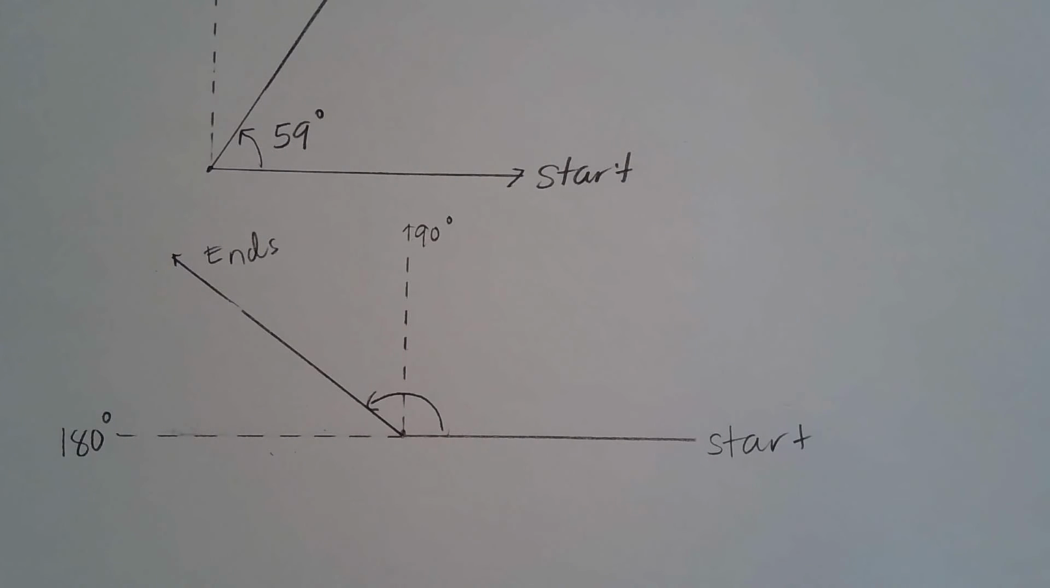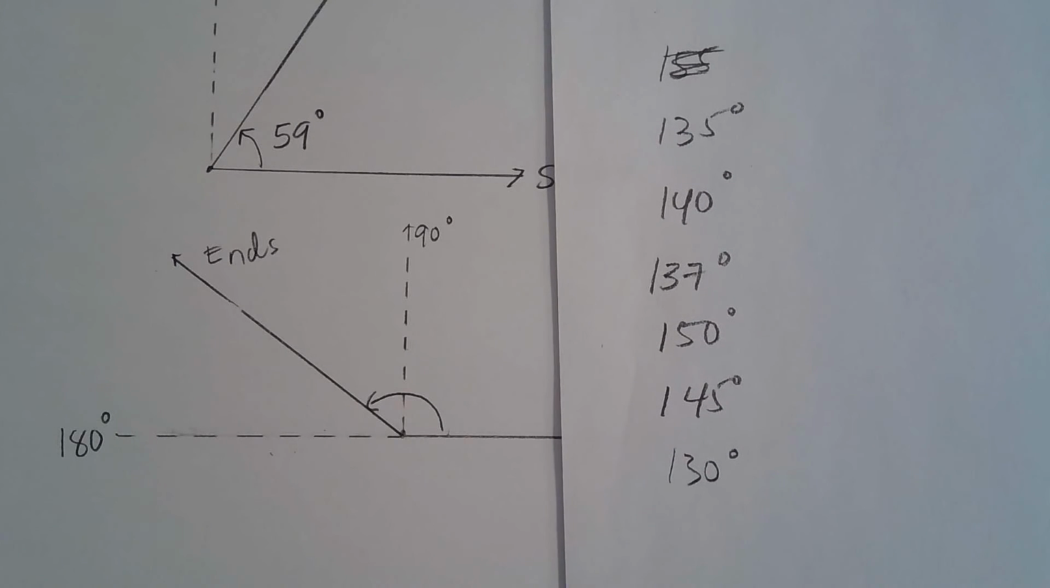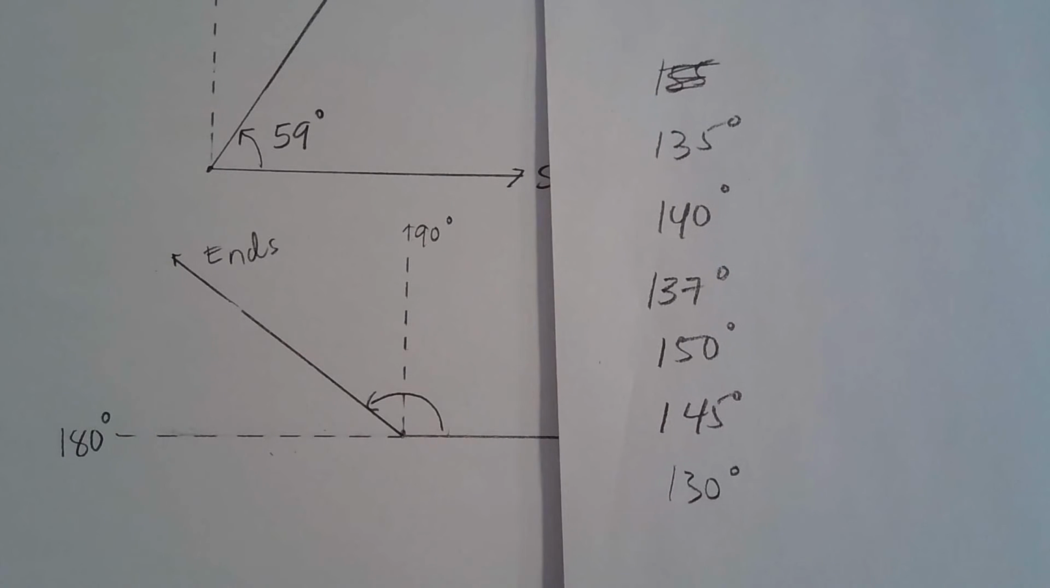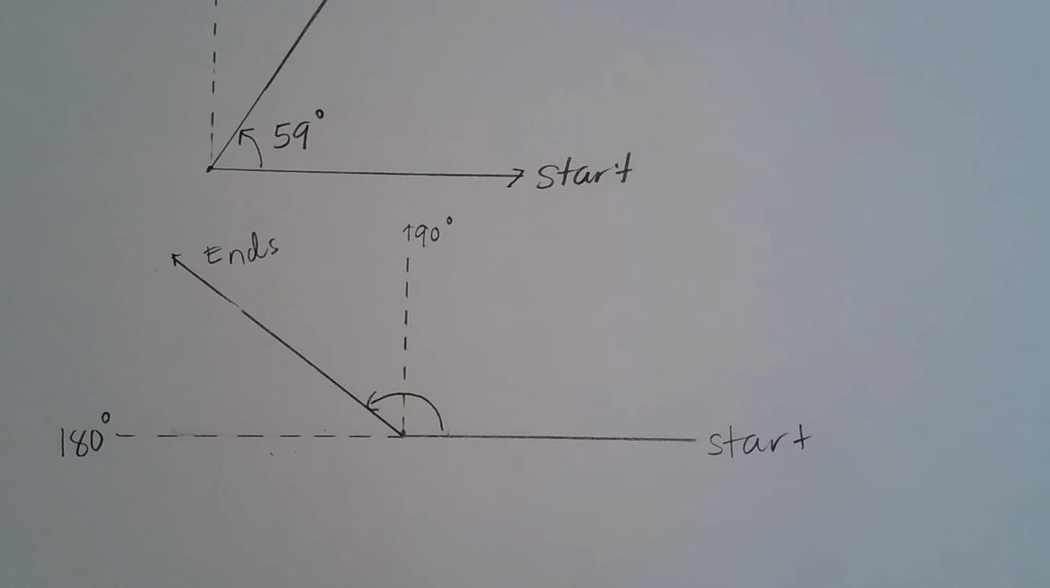Any other guesses? 157. 137. Okay. 150. 145. 130. Okay. Look at your guesses. They're pretty close to each other. 135, 140, 137, 150. They're very close to each other. So that kind of shows me that you're slowly kind of visualizing this.